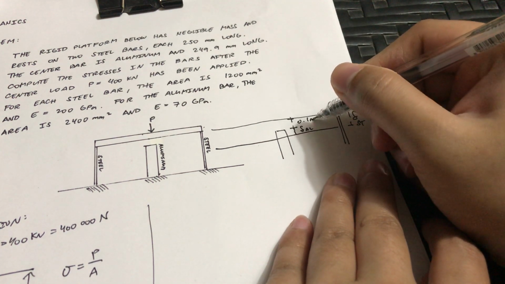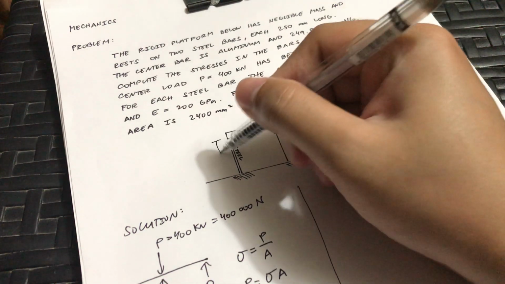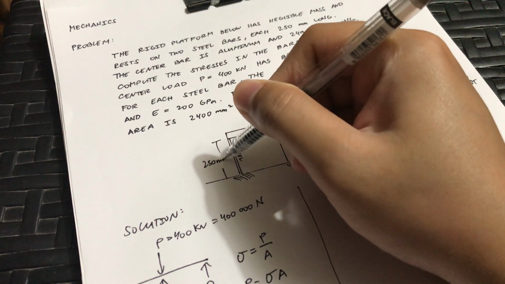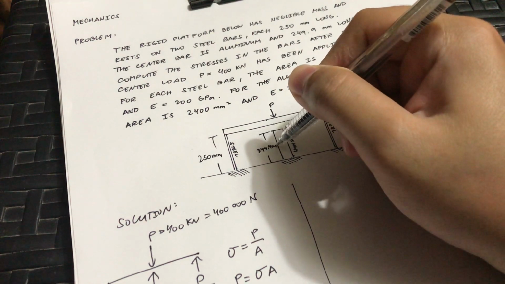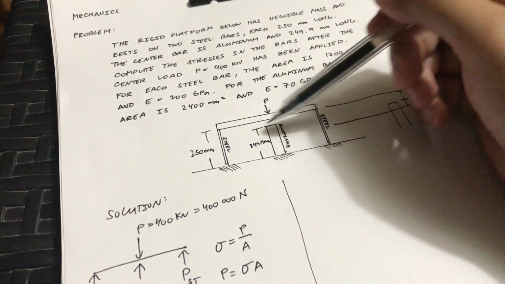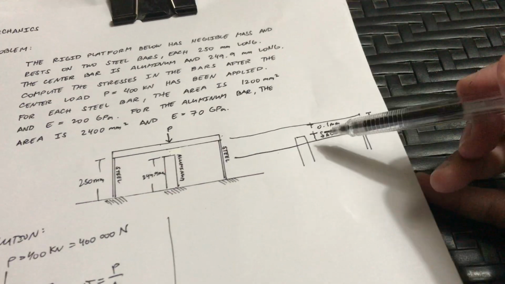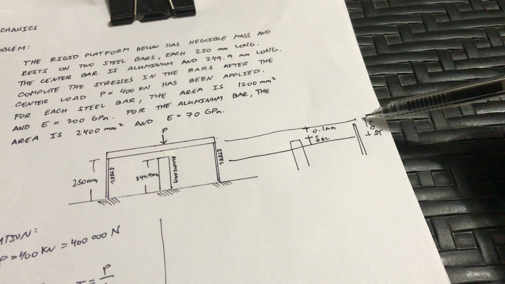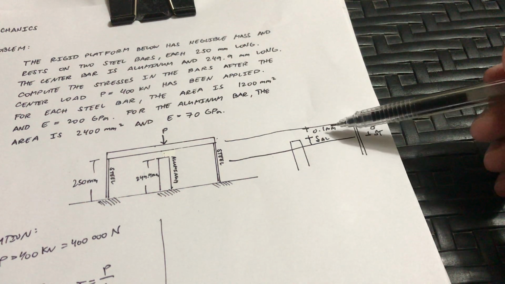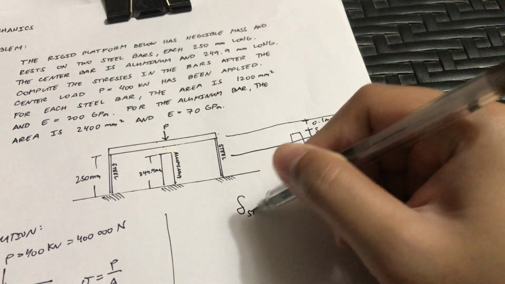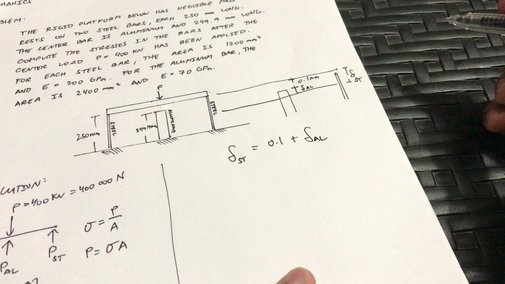Now where did the 0.1 mm come from? This is 250 mm. This is 249.9 mm. 250, 249.9, so the excess is 0.1 mm. Now, from the figure, we can see that the deformation of the steel is just equal to the deformation of the aluminum plus 0.1. Steel is equal to 0.1 mm plus the deformation of the aluminum.